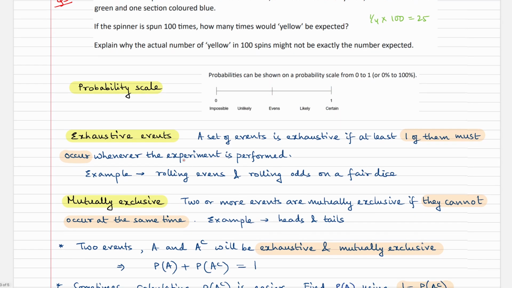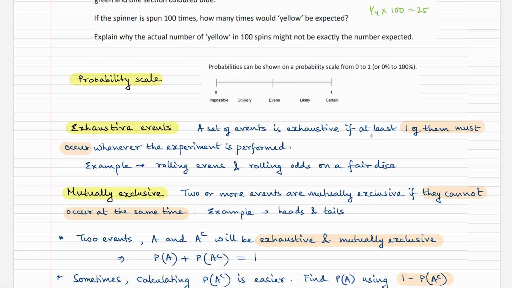Exhaustive events are a set of events such that at least one of them must occur whenever an experiment is performed. So for example, rolling evens and rolling odds on a fair dice. I'll give you an example that is not an exhaustive event. Rolling evens and rolling square numbers. So if that happens, then there is a number from 1 to 6 that is not even and not a square, 5. So that means these two events do not cover the entire sample space, therefore they are not exhaustive.